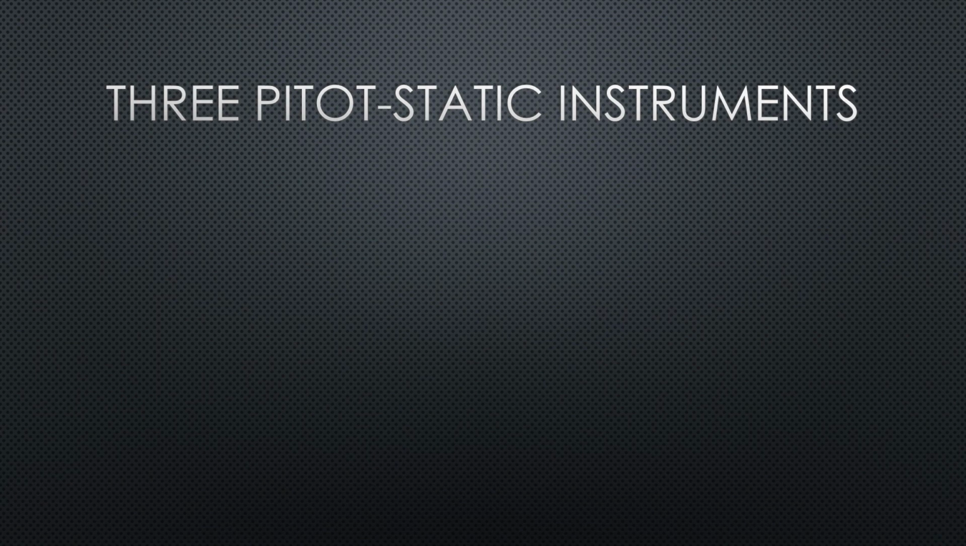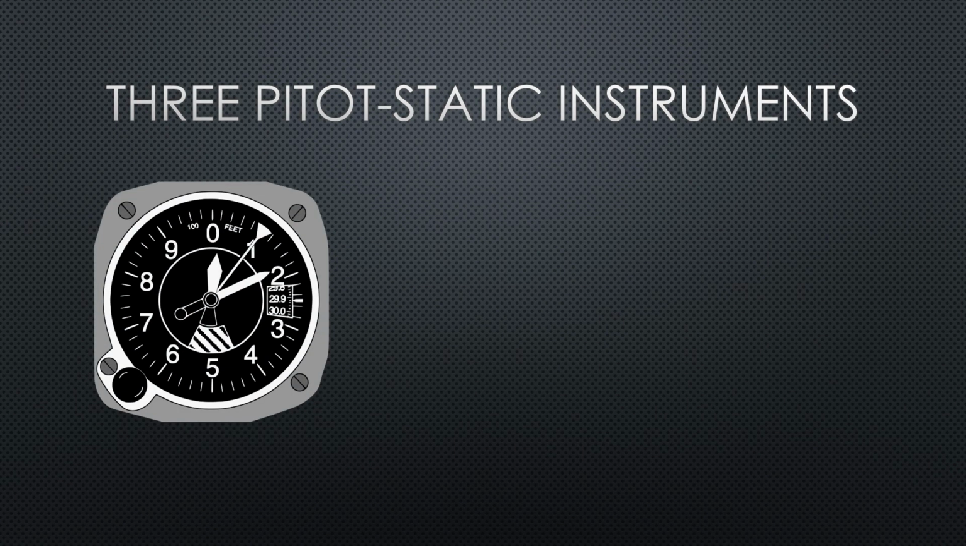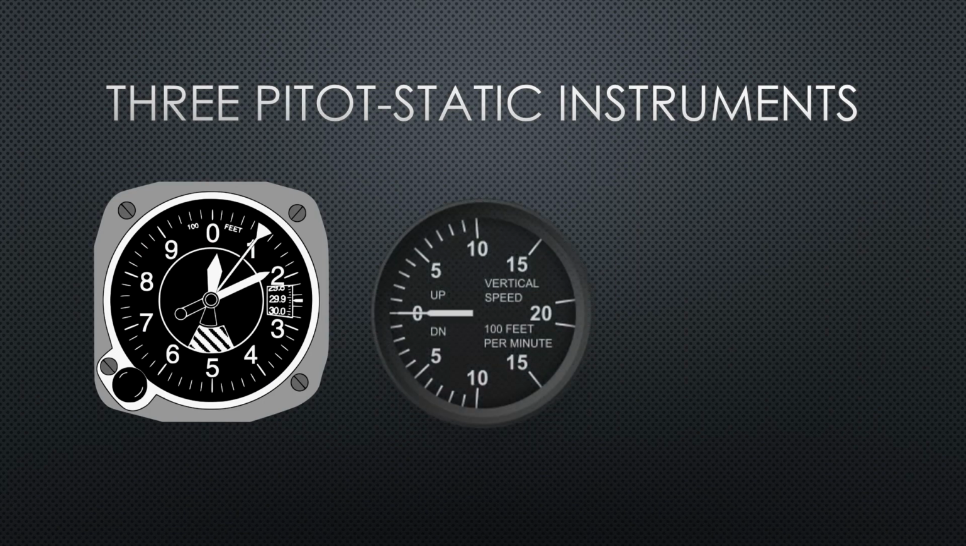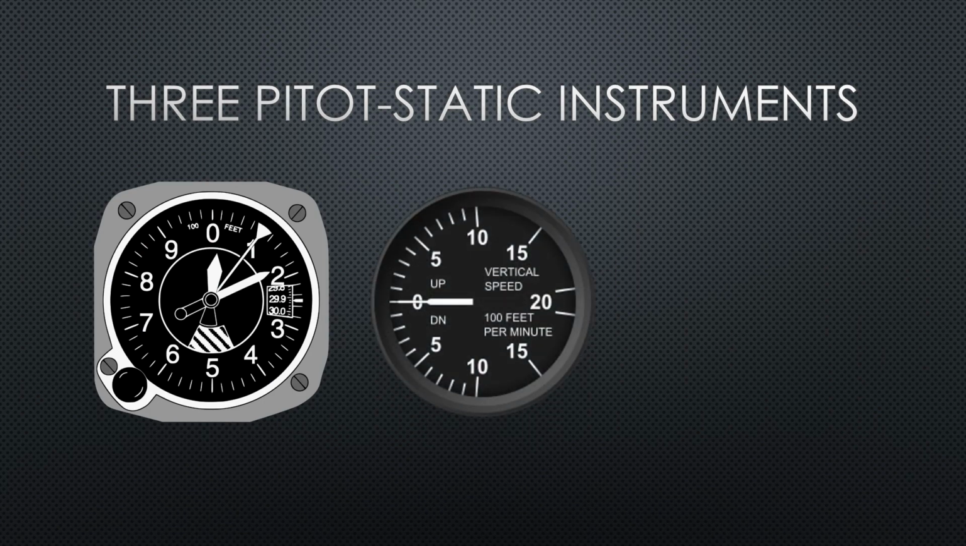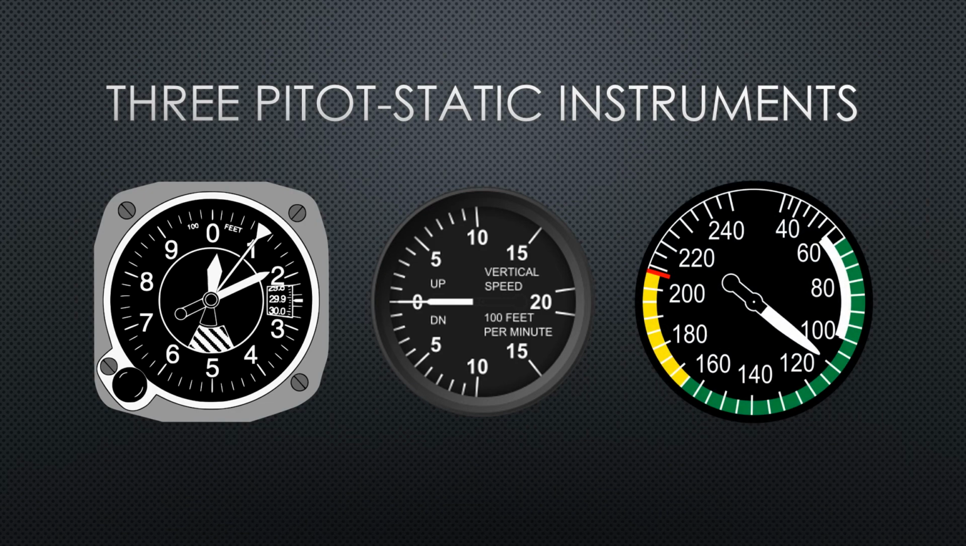The three pitot-static instruments are the altimeter, which indicates the altitude of the aircraft, the vertical speed indicator, which indicates the rate of climb or descent, and the airspeed indicator, which indicates the airspeed.